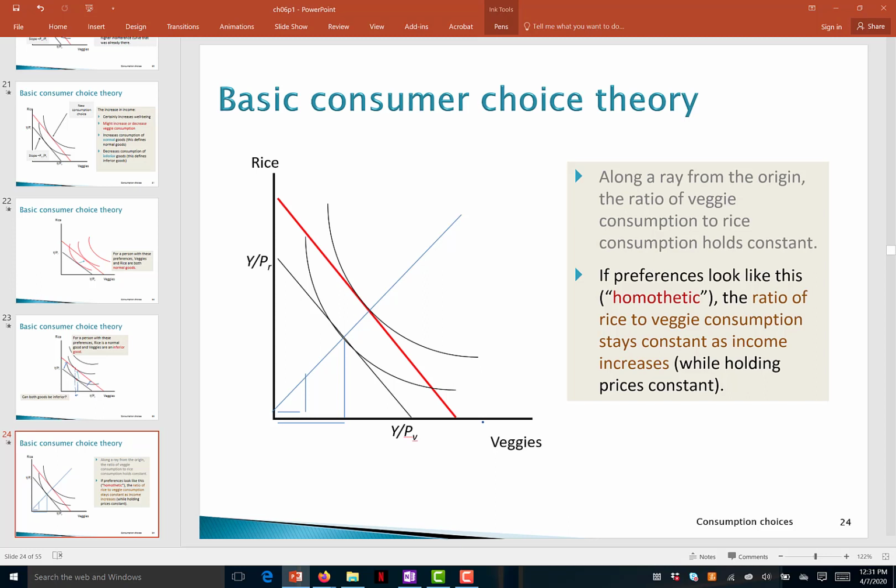If preferences are in a way that an increase of income yields the same percentage increase of consumption of all the goods and services, we call the preferences of that person homothetic. So again, homothetic means that the ratio of, for example, in this case, rice to veggie consumption stays constant as income increases. So, for example, with 10% higher income, that person increases the consumption of veggies by 10% and rice by 10%. If that is the case, then we call the preferences of a person homothetic.